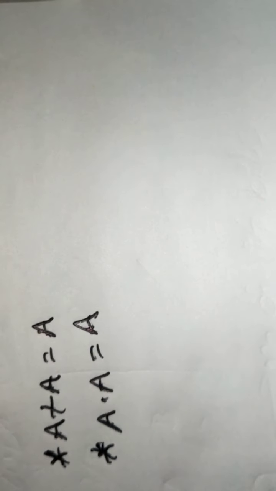A plus a equal to a and a dot a equal to a. These two are called as idempotent laws. Now we are going to solve these two also. How you are getting a plus a equal to a.